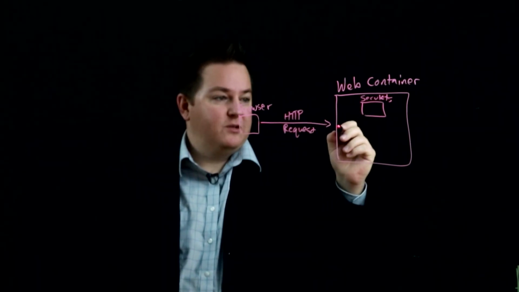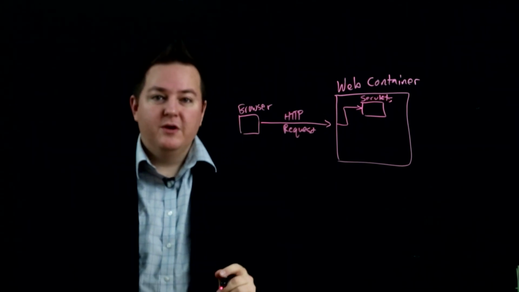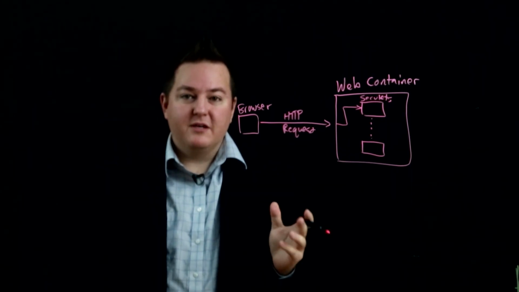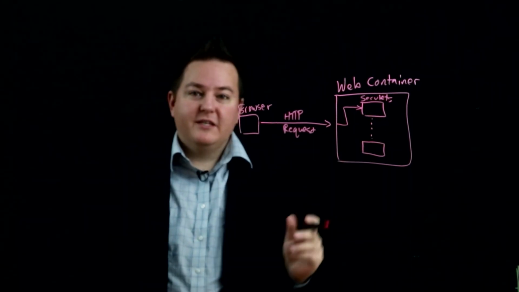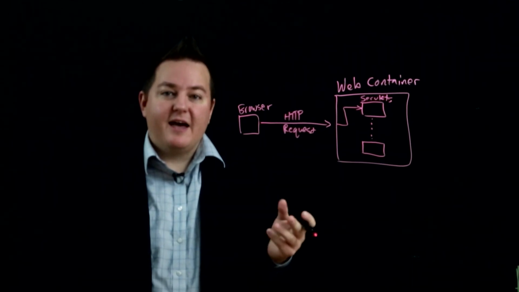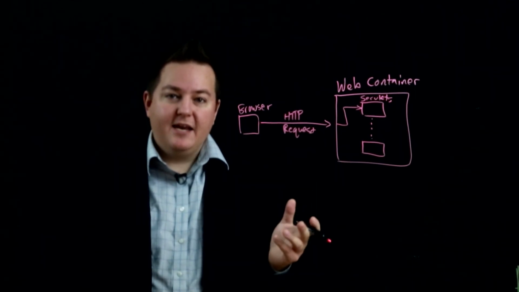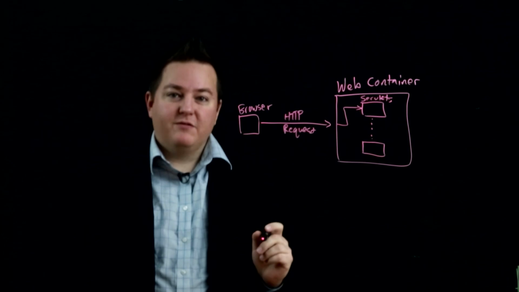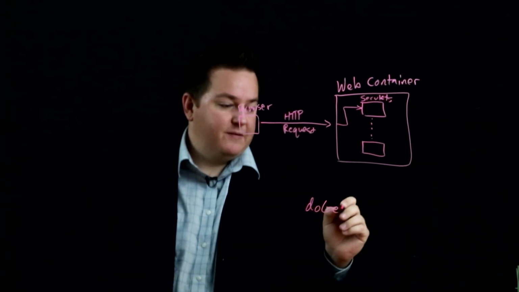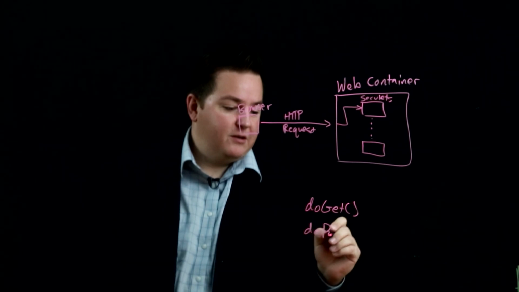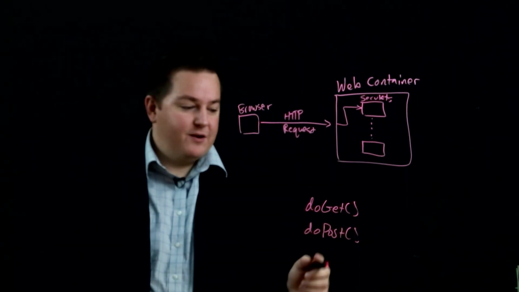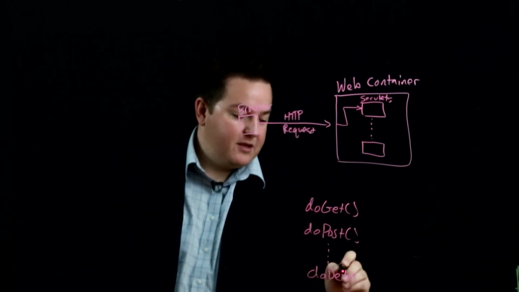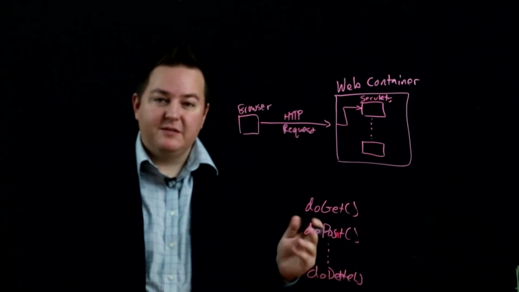So the request will reach the web container and then be routed to one of many individual servlets typically that are running inside of that web container. Now, what a servlet is, it's just a Java object that has special methods for handling incoming HTTP requests. And the key methods that a servlet has are doGet, doPost, and you can probably see a pattern here. You have do methods for the various request methods that are part of the HTTP specification.